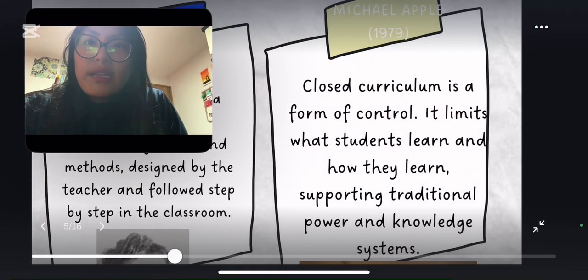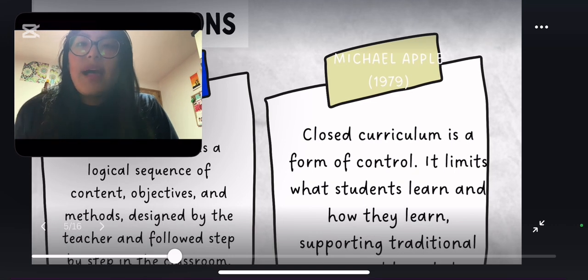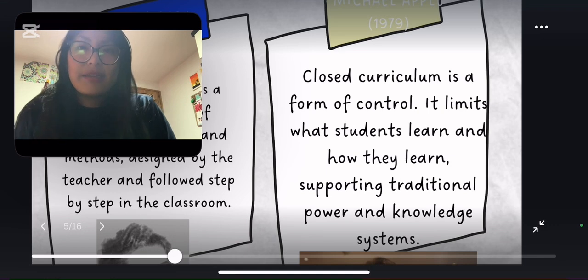And the last one is Michael Apple, 1979. Closed curriculum is a form of control. It limits what students learn and how they learn, supporting traditional power and knowledge systems.